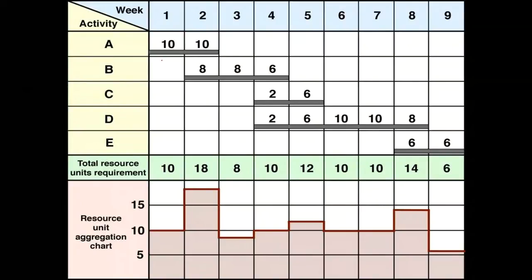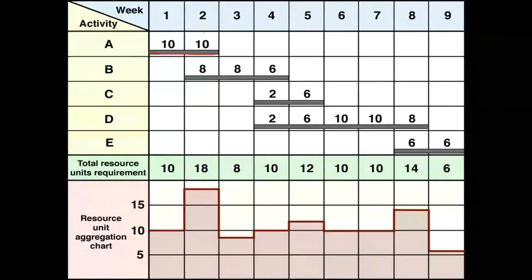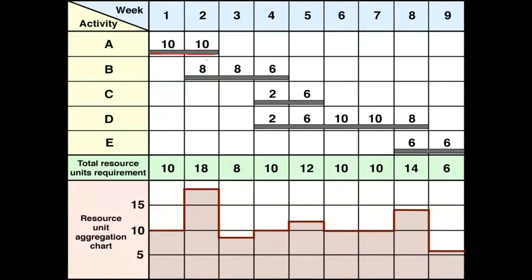So here you can see an example of a resource loaded bar chart, or a Gantt chart. So this solid gray line indicates the duration for activity A, and we have overlaid resource requirements, which could be workers, on that bar chart. So activity A requires 10 workers in week 1 and 10 in week 2, and likewise activity B has requirements of 8 workers and 8 workers and 6 workers in week 4, and so on and so forth. And then we can see the total resource unit requirements on a week by week basis is 10, 18, 8, 10.